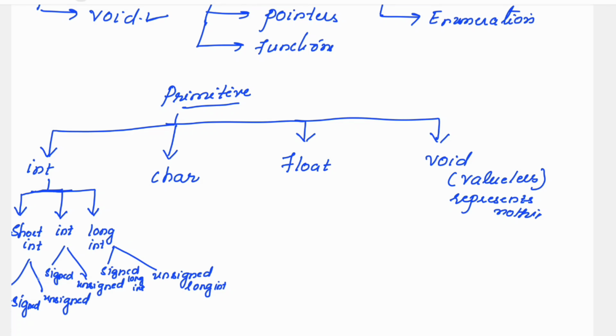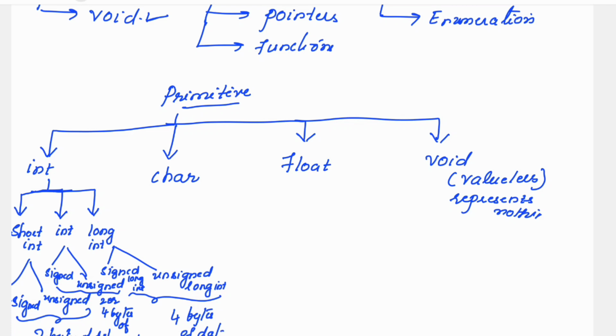Now, this short int, whether it is signed or unsigned, occupies 2 bytes of data. But the second category, this int, whether it is signed or unsigned, occupies how much? 2 or 4 bytes of data. The third one, long int, whether it is signed or unsigned, occupies 4 bytes of data.